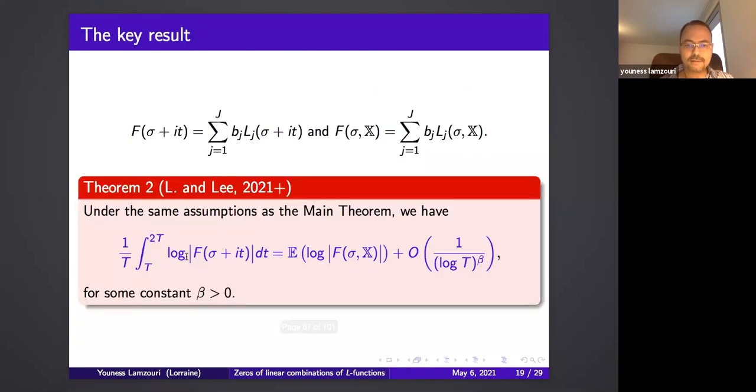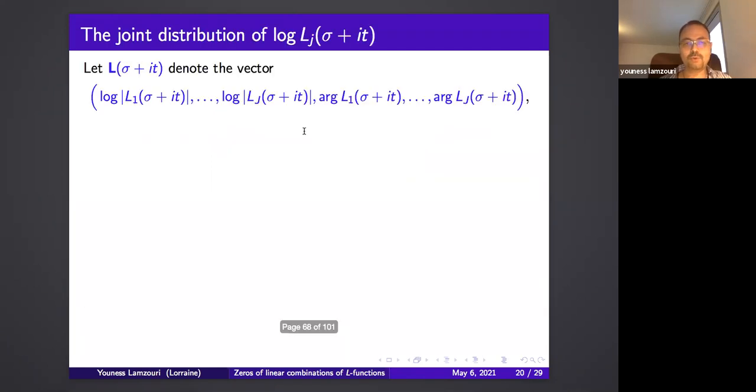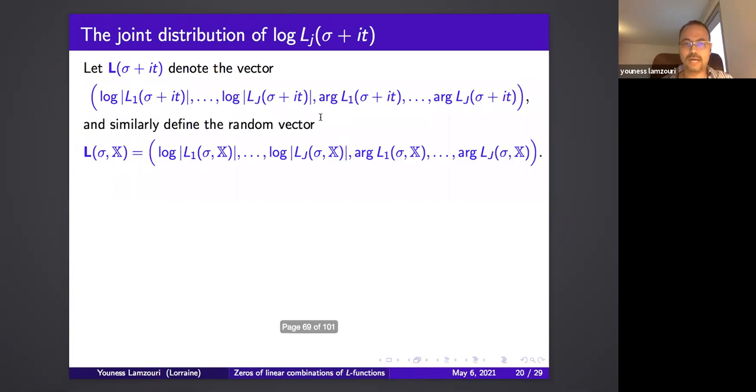To investigate this moment here, we will in fact investigate the joint distribution of these L functions. This is the first, or let's say the main, idea in the proof. We let capital L(sigma + it) denote this random vector, log norm L_1(sigma + it) up to log norm L_J(sigma + it). These are the real parts of the logs, and you have the arguments, which are the imaginary parts. We would like to investigate how these are distributed, in particular in relation to the random model. So we change everything from p to the it to these X_p, and then we end up with the real parts of the logs and the imaginary parts of the logs of the random Euler product, and we call this capital L(sigma, X).